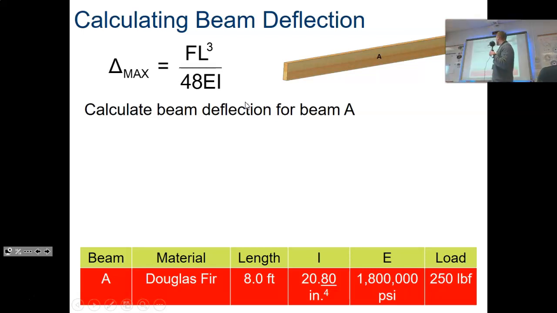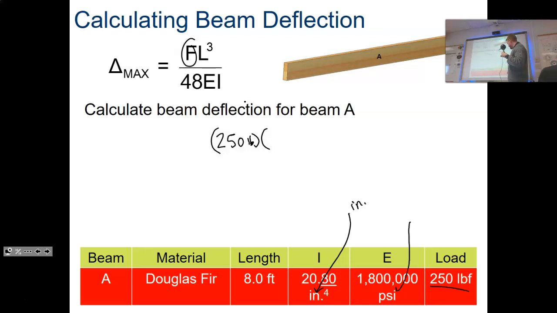So what you're going to do, you're going to take the force. We are putting 250 pounds on it. So that's F. 250 pounds. And then the length. The length of this thing is 8 feet. So I want to make sure, take a look, gang. This is in inches. This is pounds per square inch. We need to make 8 feet, we have to put that in inches. So we're going to take 8 times 12, which is 96.